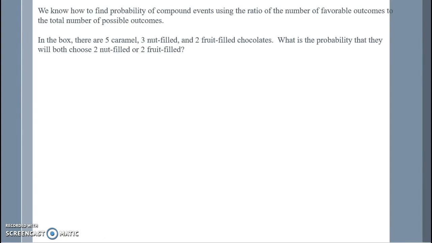In the box, there are 5 caramel, 3 nut-filled, and 2 fruit-filled chocolates. What is the probability that these students will both choose 2 nut-filled or 2 fruit-filled? So we need a nut and nut choice. So the first chooses a nut and the second chooses a nut. Since we're taking from the box of chocolates, once a chocolate is gone, we can't put it back because you're going to eat it, right? So you're not putting a bite back in the box. So these are dependent events.